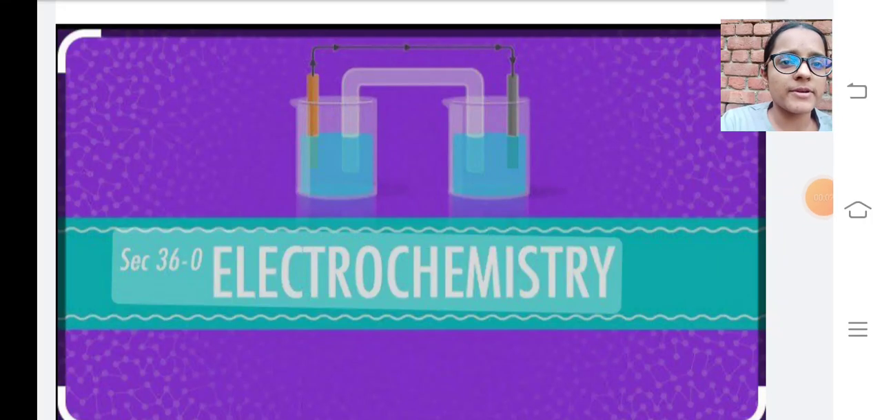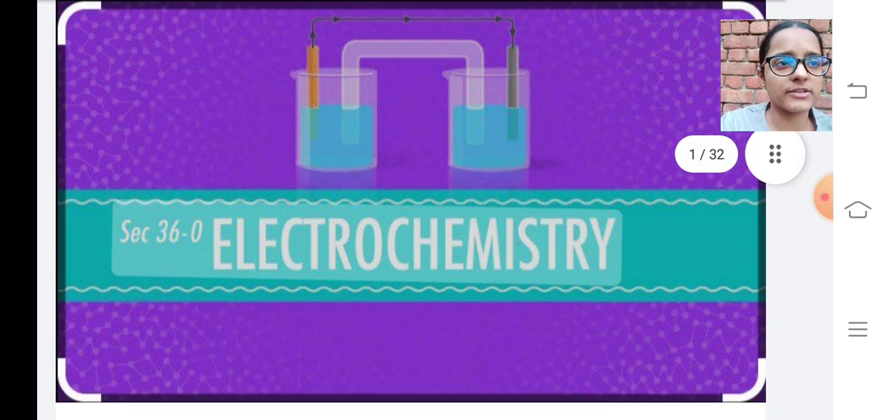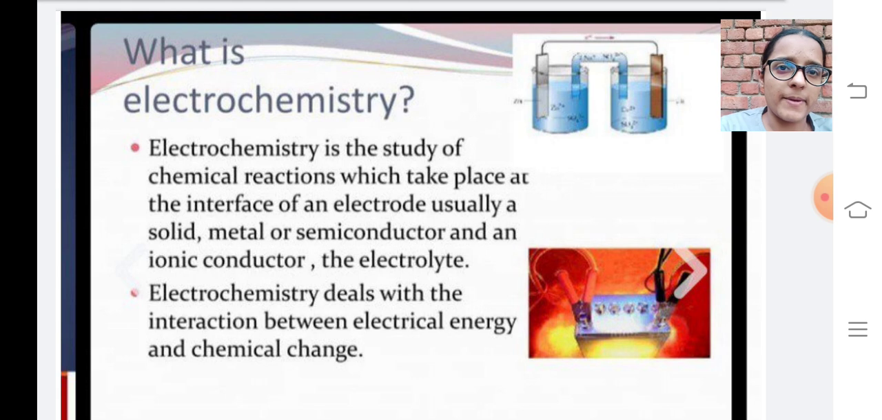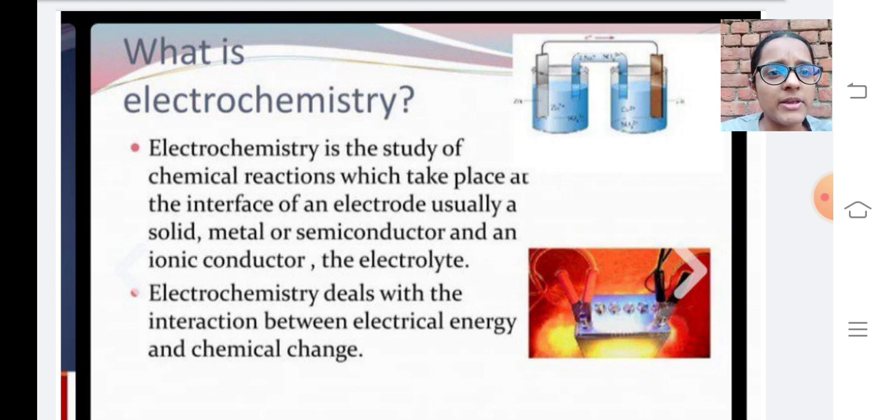I am a B.Sc Chemistry NRS student and my topic for presentation is electrochemistry. So, what is electrochemistry? It is the study of chemical reactions which take place at the interface of an electrode, usually a solid metal or semiconductor, and an ionic conductor, the electrolyte. Electrochemistry deals with the interaction between electrical energy and chemical energy.